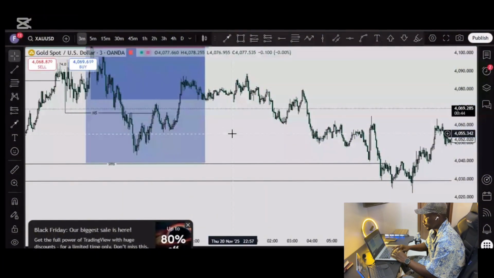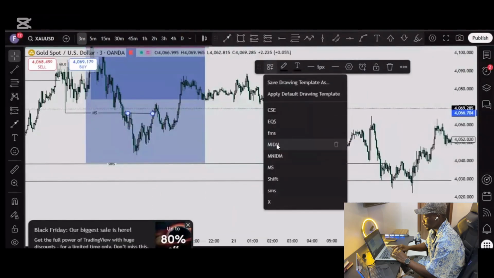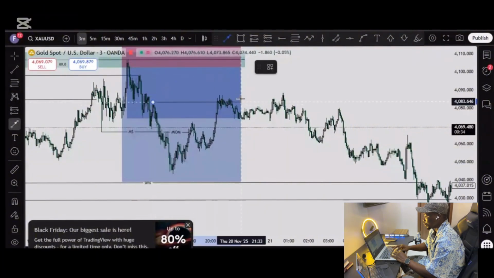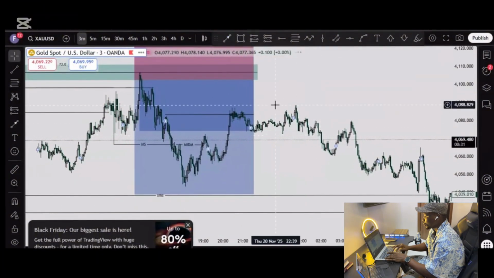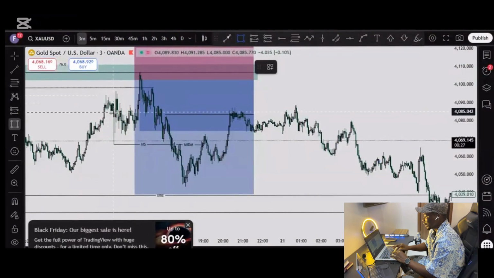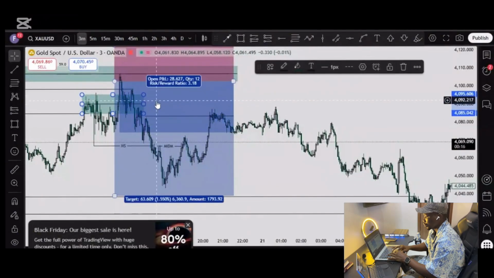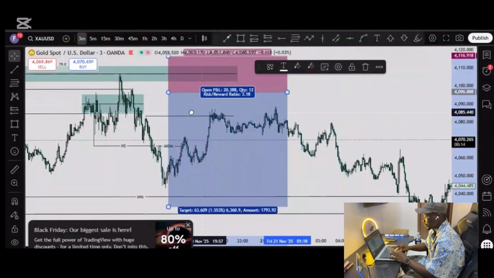So this was a major inducement right here. Then I said that if the market sweeps this low, this high, I'm going to be entering the trade from there. And that was exactly how I entered the trade. I just used this level because you can see that the market was just respecting this level right here. So I just used that as my entry.